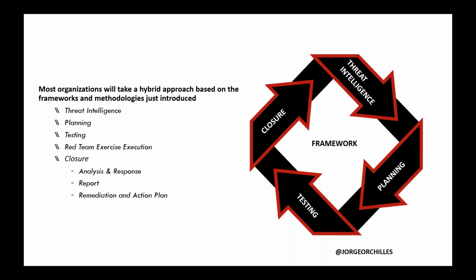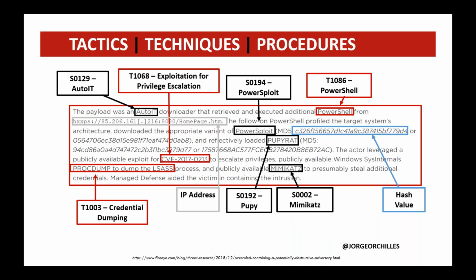Now, threat intelligence is very important. If you're going to do an adversary emulation, like I said, we want to map the tactics, techniques, and procedures. Here's an example of a FireEye report released in 2018 that has a paragraph. I went through that paragraph and I pulled out information and I tagged it to MITRE ATT&CK. So as you can see in the beginning, it says the payload was an AutoIt downloader. AutoIt, I know that. That's a software. It's S0129.